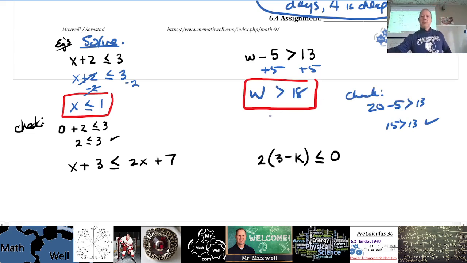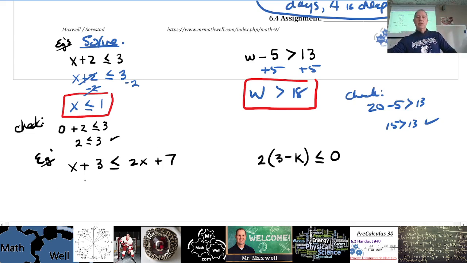So there's the answer number 2. W is greater than 18. The third one here, we have x's on both sides. So we've had questions like that before. But right now, what you want to do is make sure that you move the x's to one side where the x's are positive, okay? We're going to talk about multiplying and dividing to solve. That's going to be next lesson.